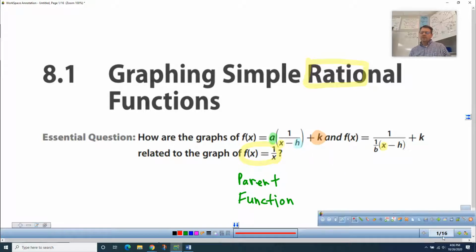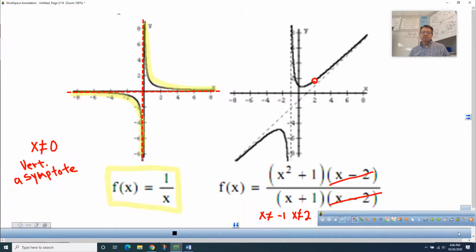What about the parent function? What value is h and k on the parent function? Well, let's help you out here. This is -0, is it not? Then plus 0. So what does that mean? That means h is equal to 0 and k is also equal to 0. Okay? Because they're not there, right?